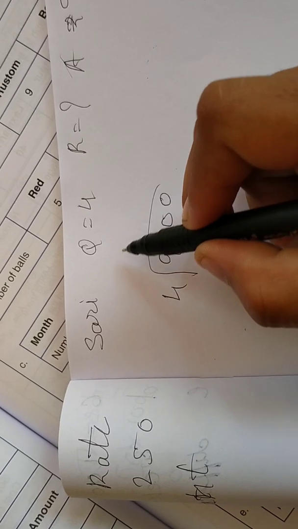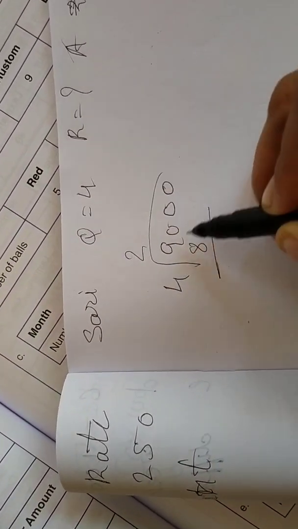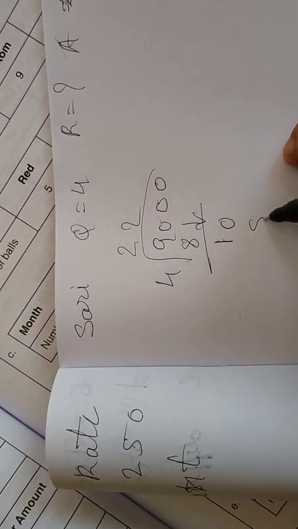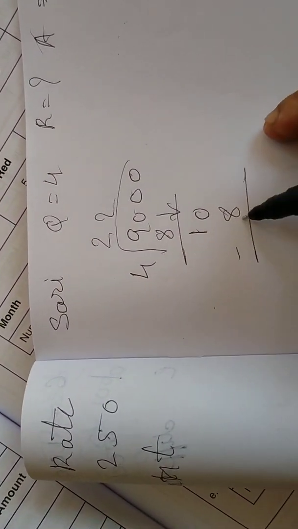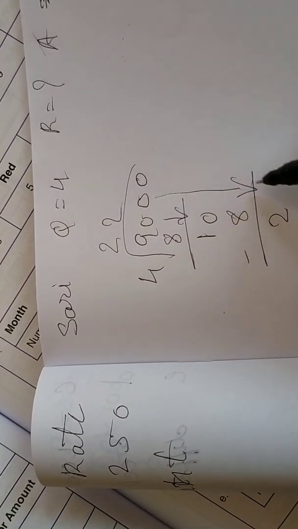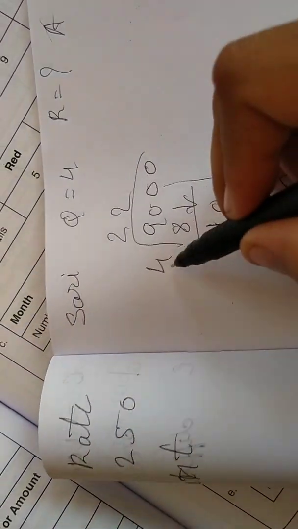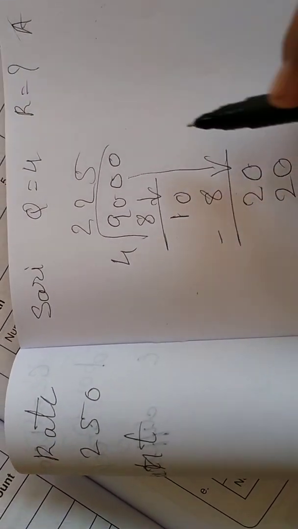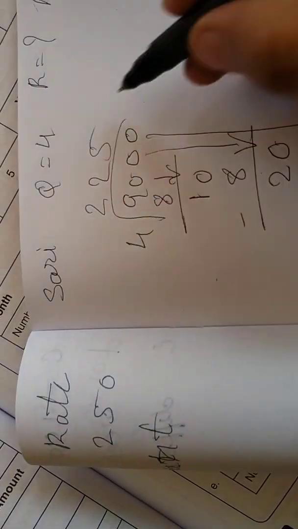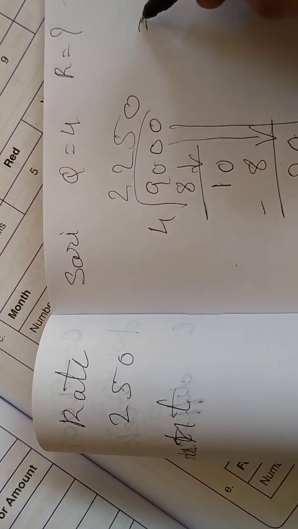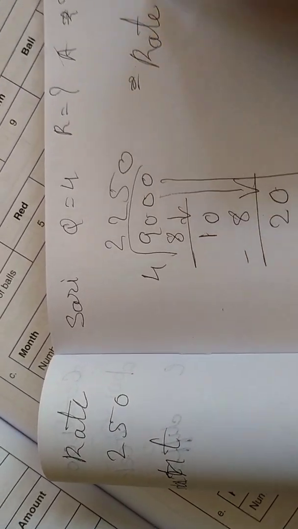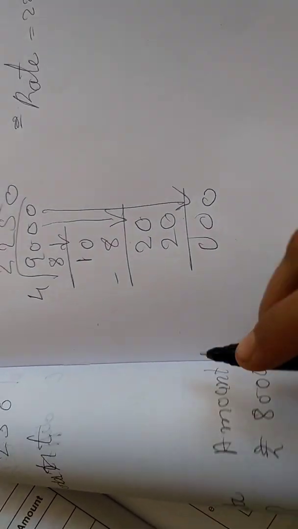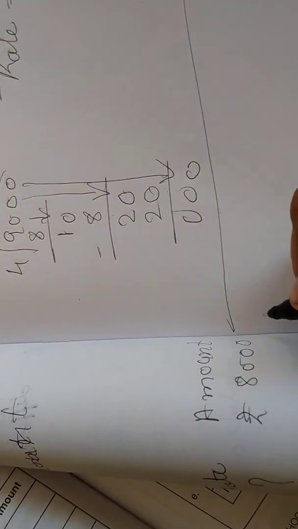4 2s are 8. 9 minus 8, 1. Bringing down 0. 4 2s are 8. 10 minus 8, 2. Bringing down 0. 4 5s are 20. 0. Bringing down 0. Answer will be, we have to write here, rate is equal to 2250.